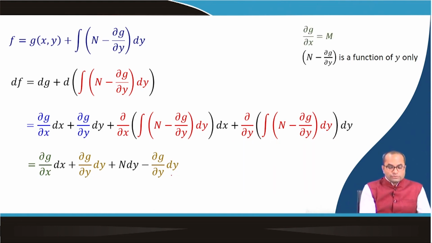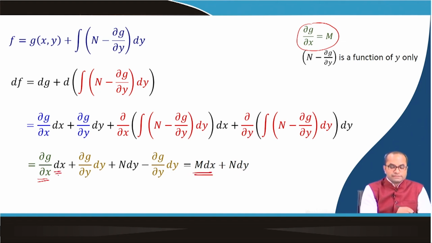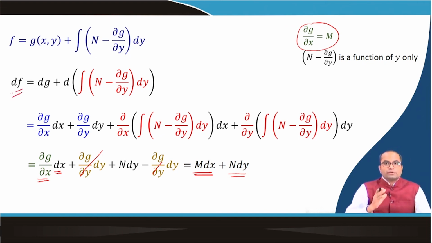Okay. So, once we have this, we also know that del g over del x is equal to m. So, we have m dx, this and this get cancelled, and then we have n dy. So, what we have shown is that df, the differential of f, is equal to m dx plus n dy, and that was the aim.